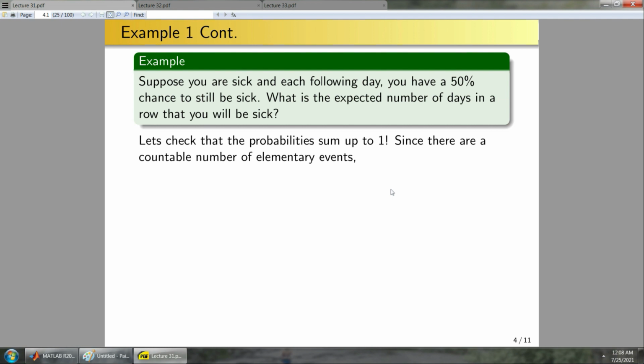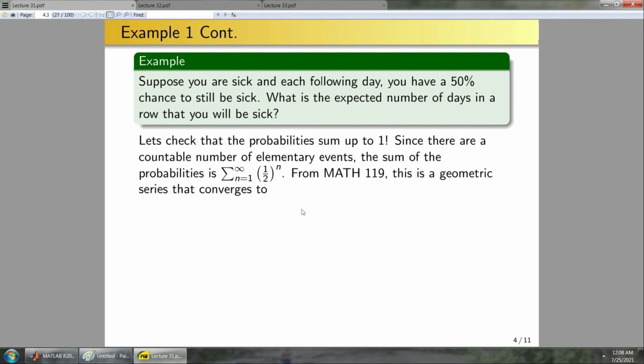Okay, so since there are a countable number of events, the sum of the probabilities is simply going to be this infinite sum. Okay, so how do we handle infinite sums like this? Well, from Math 119, we know that this is a geometric series, and in particular, it's a geometric series with this value here that's usually denoted by r being less than 1 in absolute value. So this thing will converge.